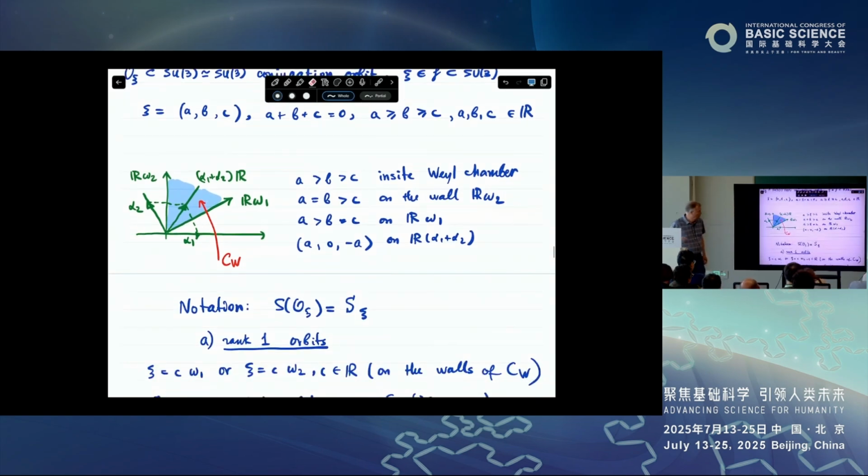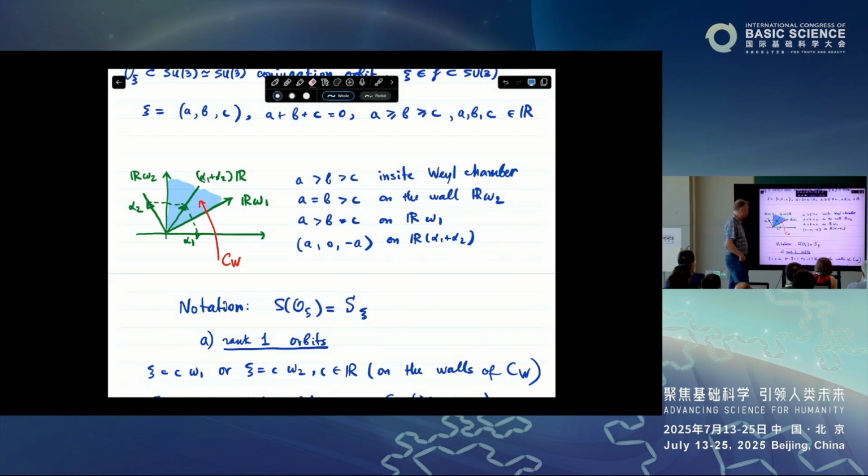So then this is the space of such vectors in R^2. It's the usual picture for SU(3). You have the root system, you have fundamental weights, and then this is the principal Weyl chamber. And you can see that this space is stratified. There is an inside of the Weyl chamber which is two-dimensional. There are walls, these are one-dimensional.